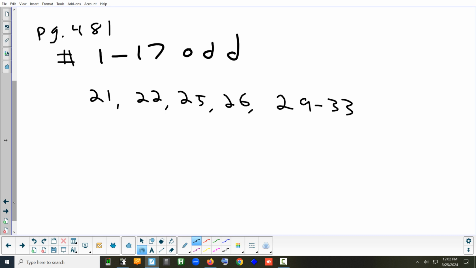The whole thing? No. So the homework is 1 through 17 odd, just the bottom, and then 21, 22, 25, 26, and 29 to 33. A lot of graphing. You might just have to copy down the sketch onto the paper. That's fine. Take a look at that tomorrow.